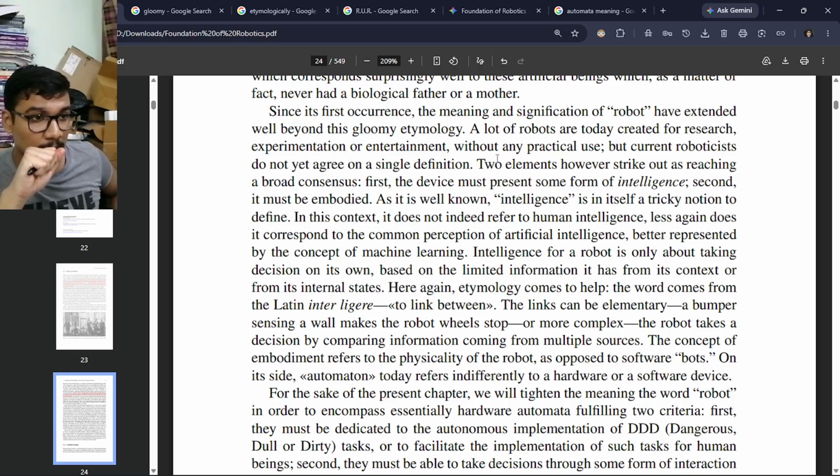First, the device must present some form of intelligence. Second, it must be embodied.